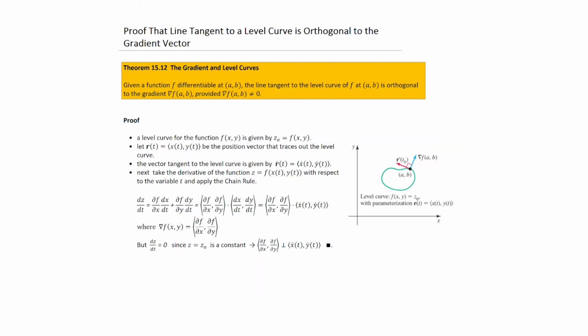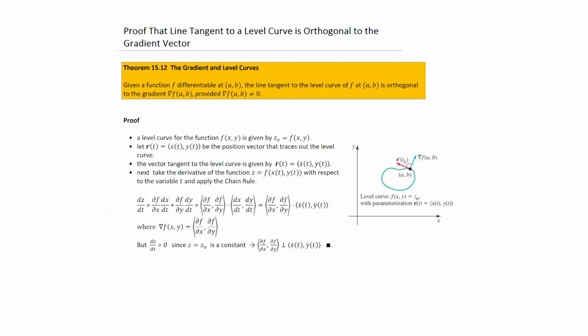So the next step would be to take the derivative of the function z, which is already expressed in terms of the parameterization variable t. So x is a function of t and y is a function of t. We take the derivative with respect to variable t and then apply the chain rule. So dz/dt would be ∂f/∂x dx/dt plus ∂f/∂y dy/dt. And as before, this can be expressed as a dot product between two vectors, this being the gradient vector and this being the tangent vector. All right, and so this can also be written in this form. And the gradient vector was defined this way.